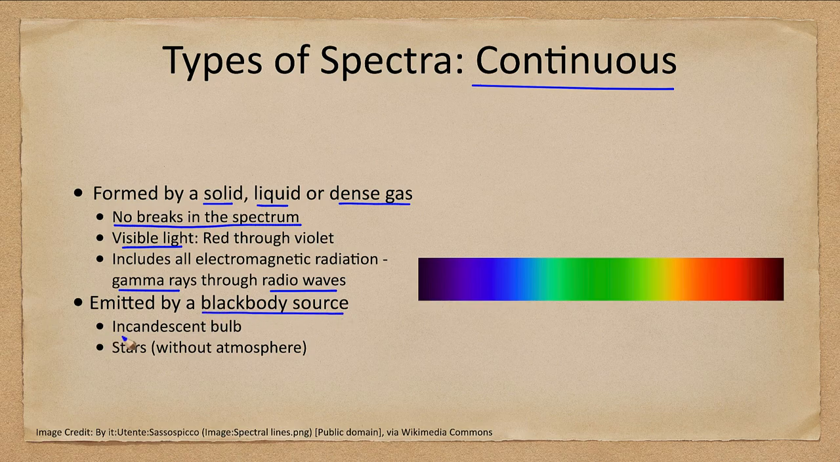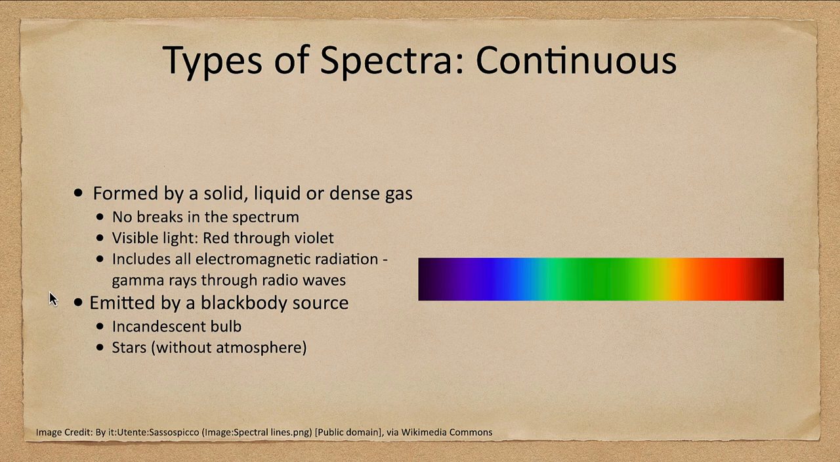So things like an incandescent light bulb with a filament that is heated up in it would be an example of a black body, and it would give you a continuous spectrum. The burners on an electric stove would be something similar that would do this. If we ignore the atmosphere, a star is a decent black body and would give a continuous spectrum. However, the atmosphere will change that.